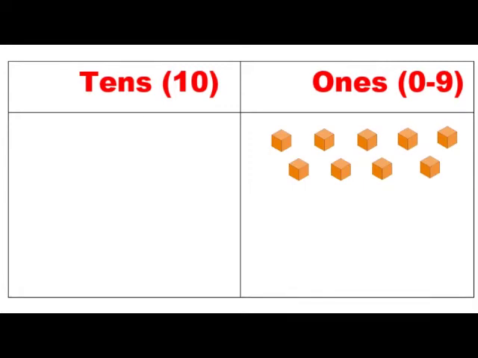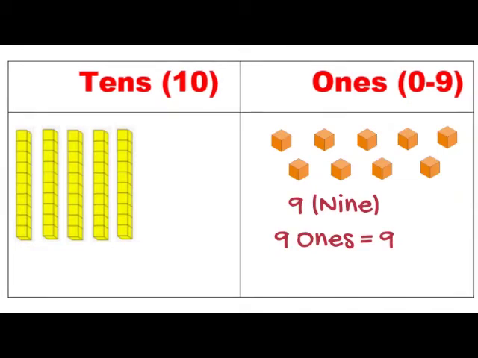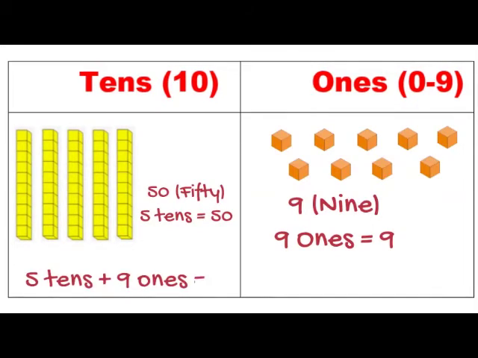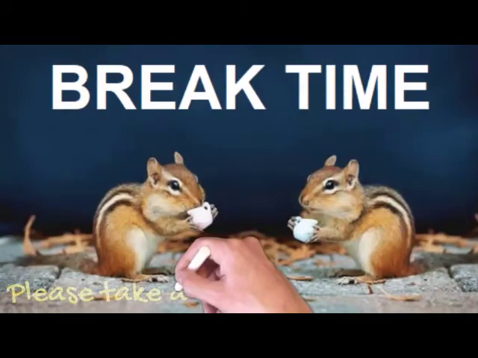In this chart, we see that there are 9 cubes in the ones place. So we write it as 9, or 9 ones is equal to 9. Now what do we see in the tens place? 5 blocks. So that makes it 50, correct. Or 5 tens is equal to 50. And how we write this number is 5 tens plus 9 ones is equal to 50 plus 9 is equal to 59. Fifty-nine, 59 is the number name, and 50 plus 9 is the expanded form.